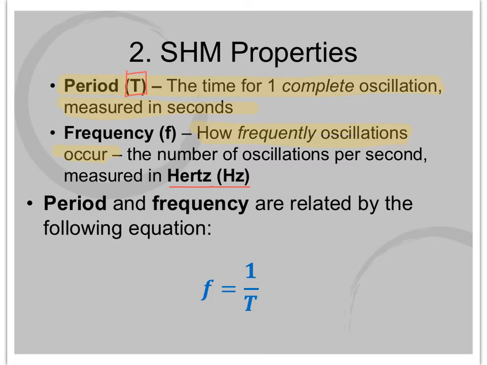So they are related with this equation down here, that frequency is just 1 over the period: f = 1/T. So we can find one from the other. We also could say, if we really wanted to, just rearranging this equation, that period is 1 over frequency: T = 1/f. So frequency is 1 over period, and period is 1 over frequency.